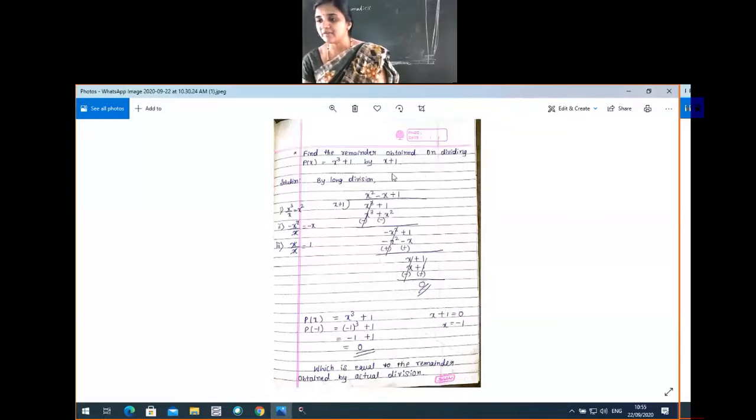If you want clarification, first I'll explain using this sheet, then afterwards I'll stop sharing and explain the same problem on the board, so you will get a clear picture of the problem. Find the remainder obtained on dividing p of x equals x cube plus 1 by x plus 1 by long division. Just observe the first step: x cube plus 1 we have to write here.